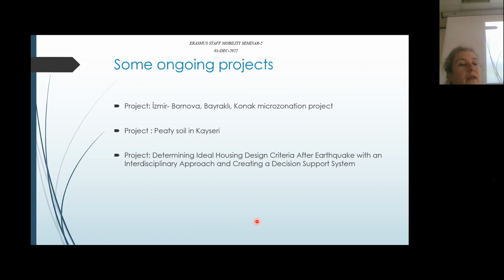We are working and evolving in a kind of special soil in Kayseri, and I am having a project related to the determination of ideal house, which would be another discipline that we are also dealing with, architecture. After an earthquake, I'm going to give some information about that.